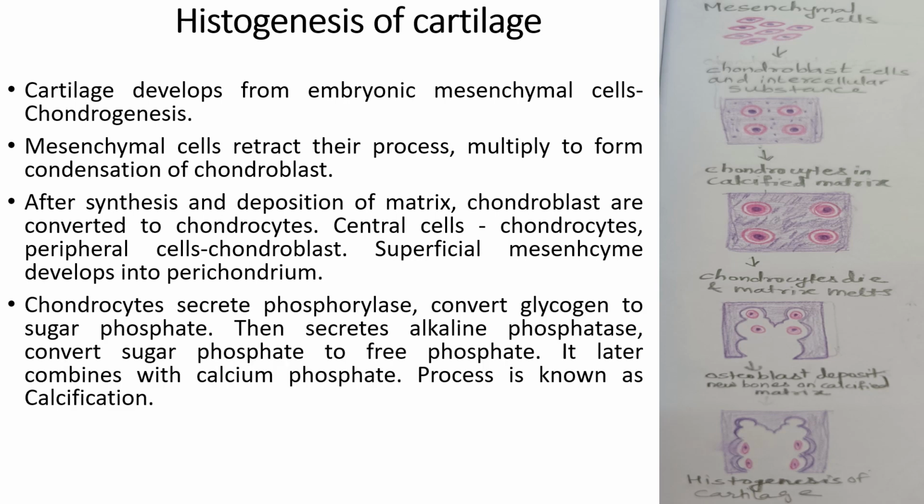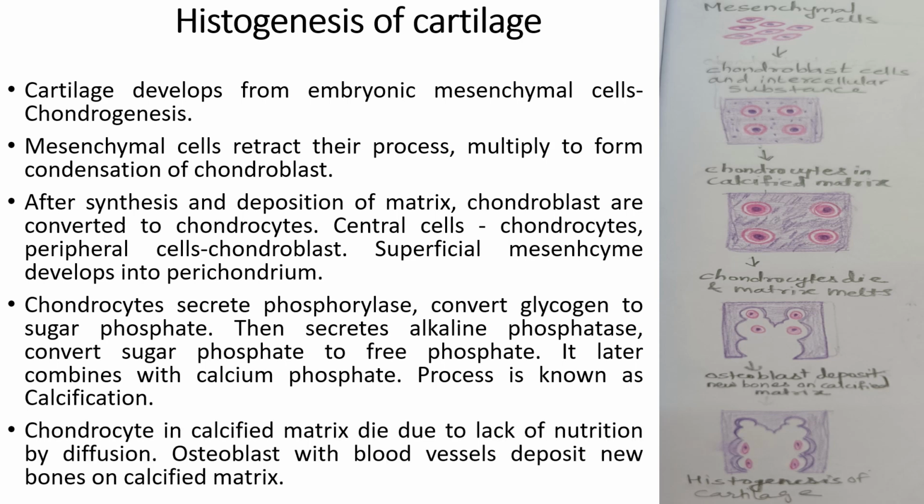After the conversion of chondroblast into chondrocyte, these chondrocytes will secrete phosphorylase and it will convert glycogen to sugar phosphate. Then it secretes alkaline phosphatase and it converts sugar phosphate to free phosphate. And later on, it combines with calcium to form calcium phosphate, and this entire process where the calcium is laid down in the tissue is known as calcification.